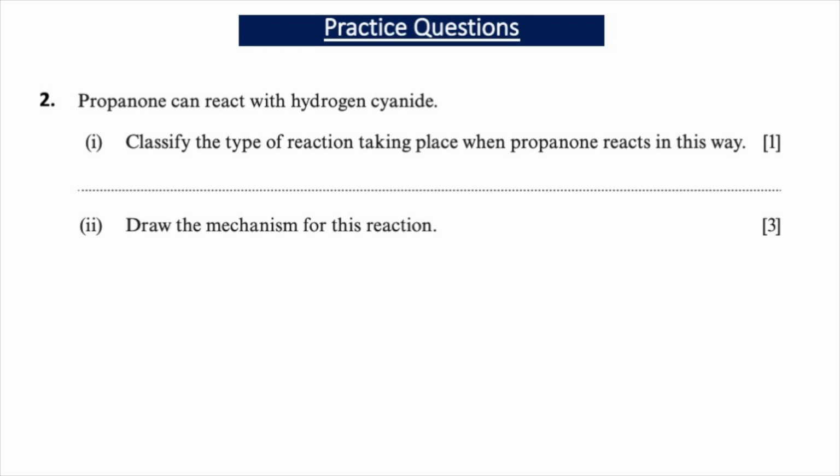So now have a go at question 2. Question 2 is asking you to classify the type of reaction taking place when propanone reacts with hydrogen cyanide, and then it's asking you to draw the mechanism for this reaction. Pause the video, have a go at the question, and then we'll go for the answers.